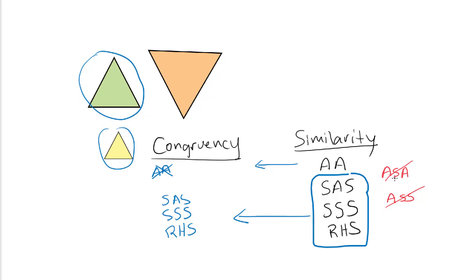But if we remember ASA, which didn't work in similarity, I can basically use any double angle with a side to work for congruency. So ASA, AAS will be good tests for congruency as well. Well, okay, what about our last one that didn't work? Well, guess what? If you try to use that one for congruency, again, like similarity, it just doesn't work.